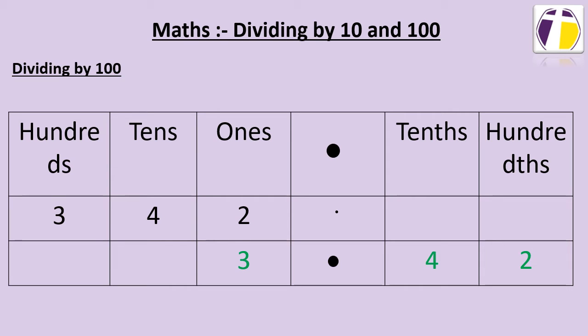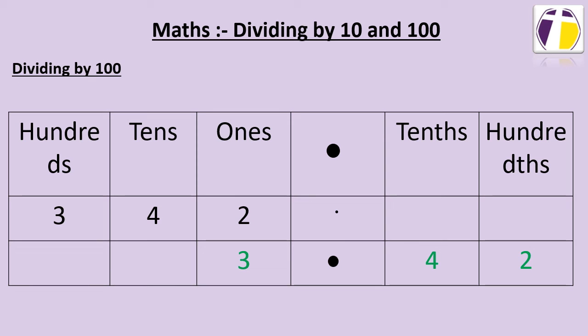When I divide by 100, as you can see in the example on the screen, I have to move 2 place value places to the right. The number gets smaller. As you can see with my example, I start with 342. So my 2 is in the ones column. And if I move it 2 place value places to the right, it then moves to the tenths and then finally ends up 2 place values in the hundredths.